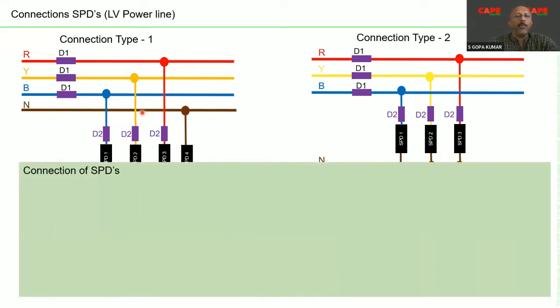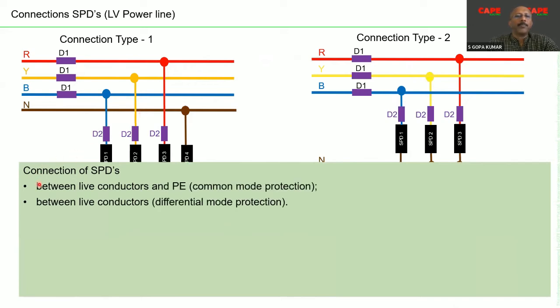The condition which you always try to meet is between live conductors and PE, that means the connection type 1. This is called common mode protection. Between live conductors and PE, where PE is the earth. This is called common mode protection because lightning is trying to increase the voltage, or trying to differ the voltage, of earth with respect to the live conductors. It's a common mode phenomenon. If you connect SPDs between live conductors, like R to Y, B to Y, R to neutral, neutral to B and so on, this is called differential mode protection.